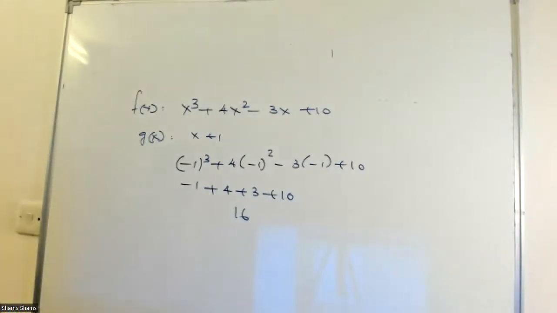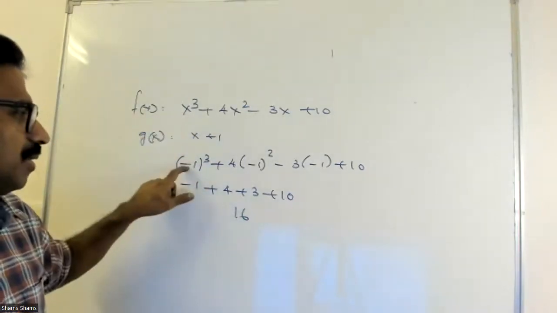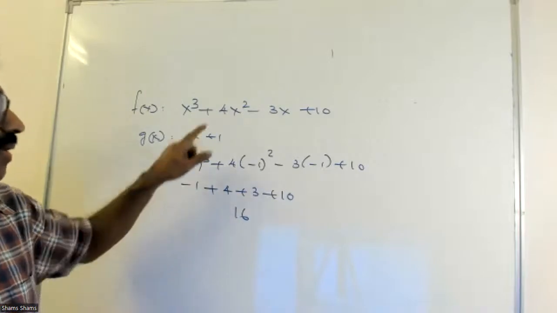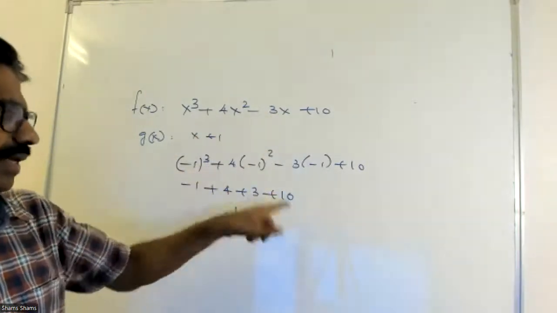Hey Rahul, why 18? Come on. You just substitute x equal to minus 1. Minus 1 cube is minus 1. Minus 1 square is 1, times 4. 3 into minus 1, 3, and 10.